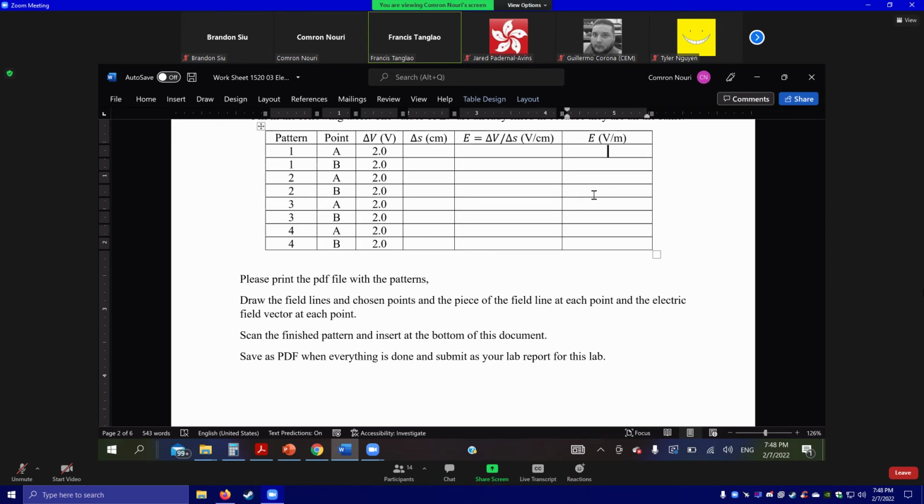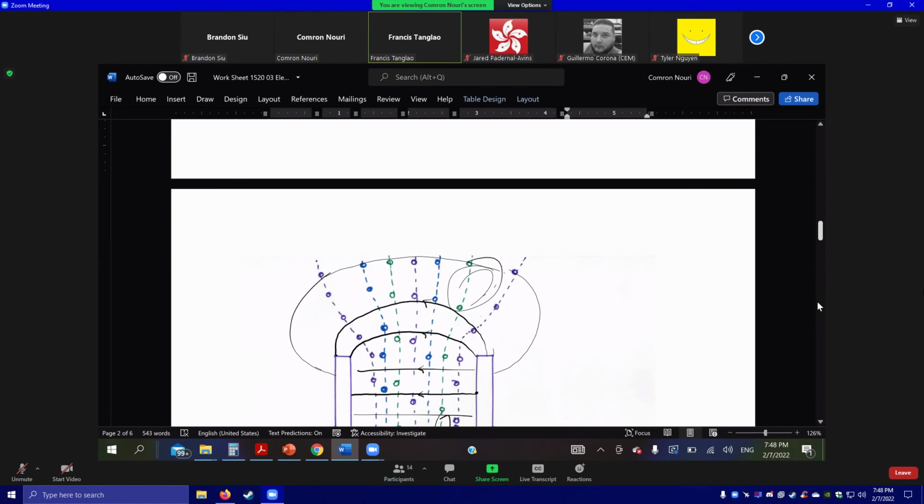Understood. So when we're measuring with the ruler, I just want to make sure I'm measuring right. We have to start at a legitimate point at a specific volt line, right? For example, for the first pattern, I put a point on the 4 volts. So I would have to measure it from 3 to 5, correct? That's correct. Okay, thank you.